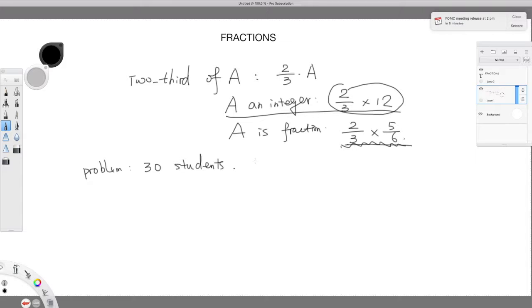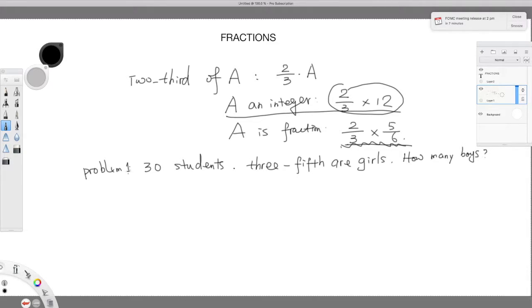3/5 of them are girls. The question is, how many boys are in the class? Okay, so this is a very simple question.